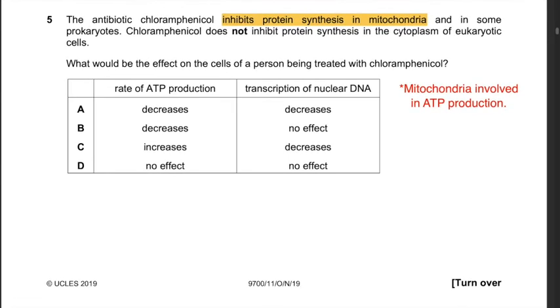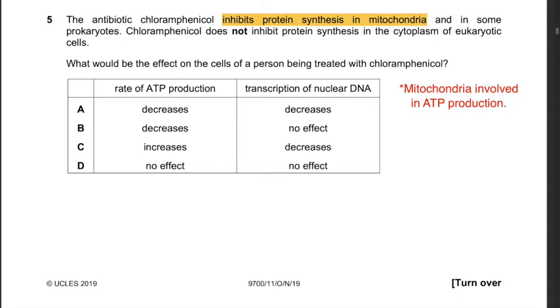Question 5. The antibiotic inhibits protein synthesis in mitochondria and in some prokaryotes. The antibiotic does not inhibit protein synthesis in the cytoplasm of eukaryotic cells. What would be the effect on the cells of a person being treated with the antibiotic? I have highlighted the key part of this question: inhibits protein synthesis in mitochondria. Now, mitochondria is an organelle that is involved in ATP production, which releases energy. Hence, if it inhibits the protein synthesis in mitochondria, then the rate of ATP production will decrease. That leaves us with the answers being A or B.